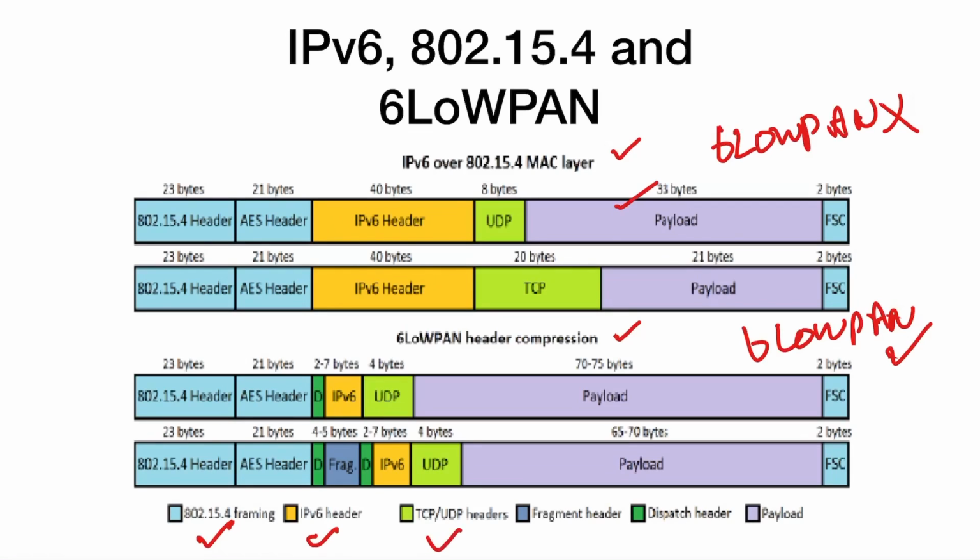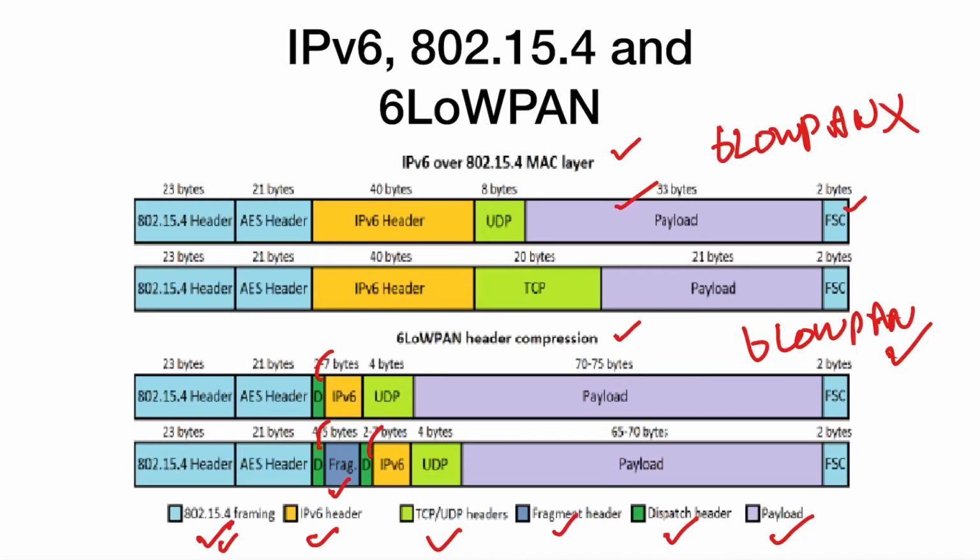The violet colors are for payload, and this color again for the 802.15.4 framing, and the green color will be for the dispatch header. So dispatch is here only in the 6LoWPAN, in the dispatch header, and finally the fragment header is on this. Here only we have the fragment.